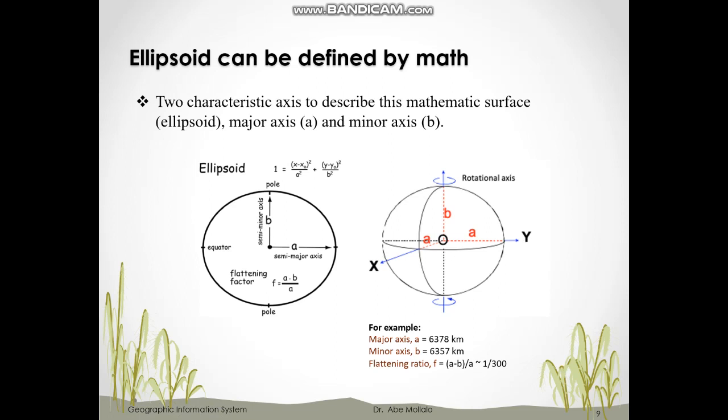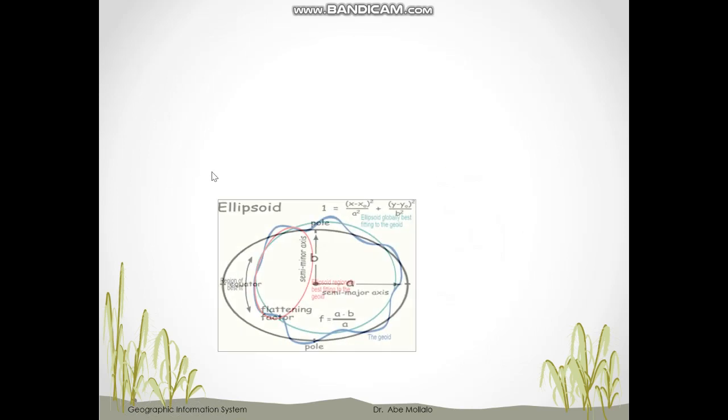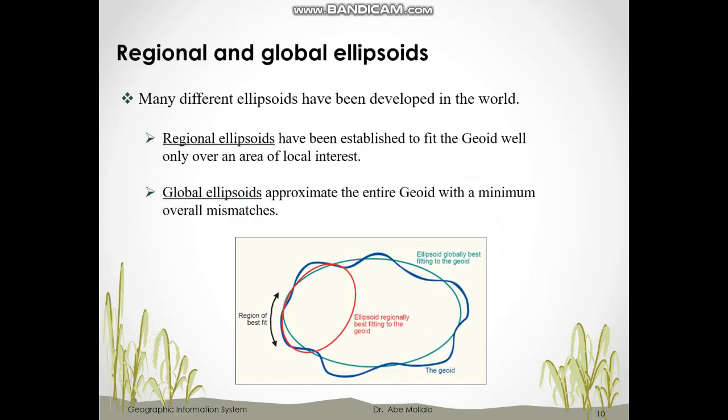So if major and minor axis were equal, if A equals B, the flattening ratio will be zero, which means it's a sphere, it's not an ellipsoid. So you can easily define an ellipsoid based on only two parameters, A and B. So many different ellipsoids have been developed by scientists across the world, because with only A and B, with only two parameters, you can define an ellipsoid.